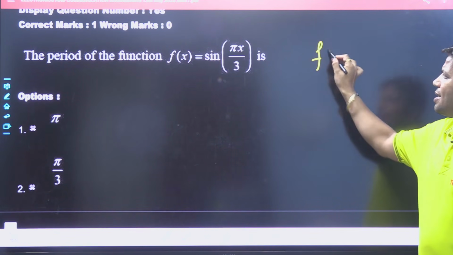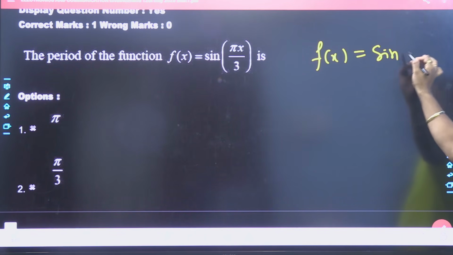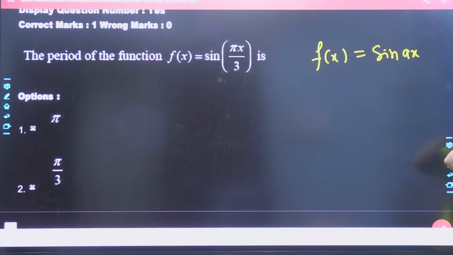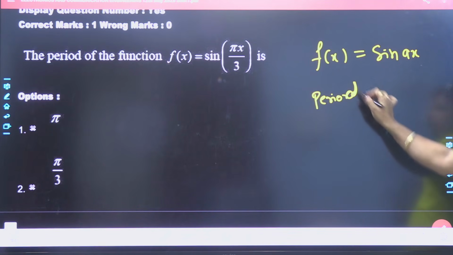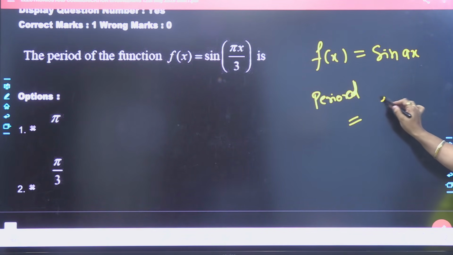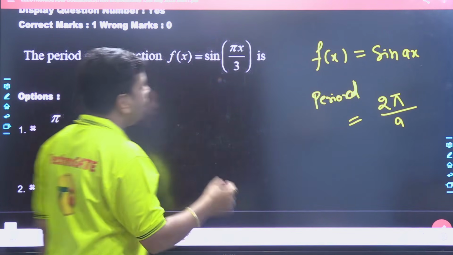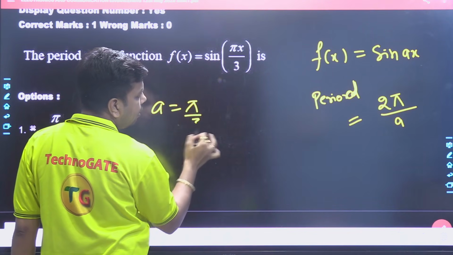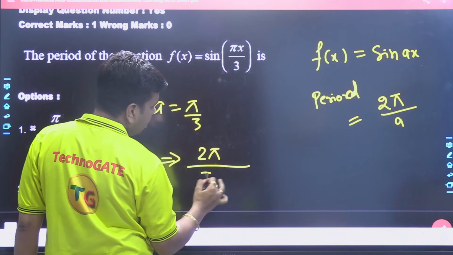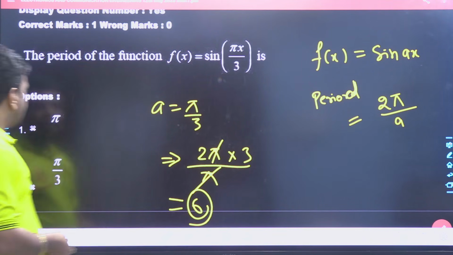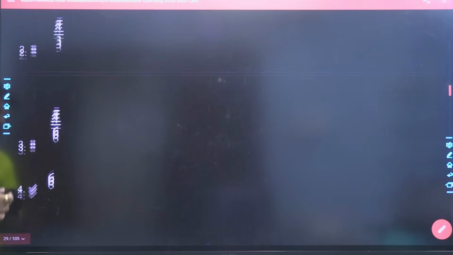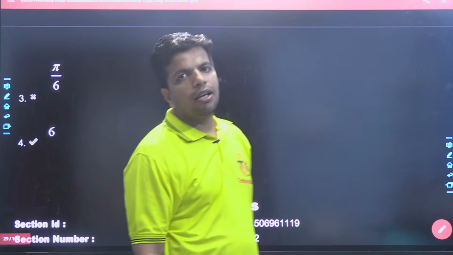The standard equation, if we have function fx equals sine ax, then the period of the function is 2 pi by a. Now we can see what the value of a is here. A is pi by 3. So the period is 2 pi divided by pi by 3. Pi and pi cancel, you got the answer 6. Simply you can go with the last option. 6 is your answer. Are you getting that point?